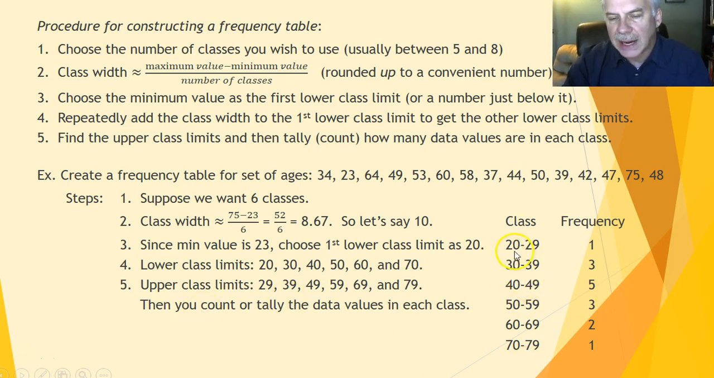And then you're just going to count how many fall in each of these classes. So there's one number that falls in the first class from 20 to 29, so the frequency there is 1. But there's 3 numbers that are in the 30s. I see 34, 37, and 39. So you count how many fall in each of the classes. And then there's 1, 2, 3, 4, 5 numbers in the 40s. And then 3 in the 50s, 2 in the 60s, and 1 in the 70s. So that's how to produce what's called a frequency table.